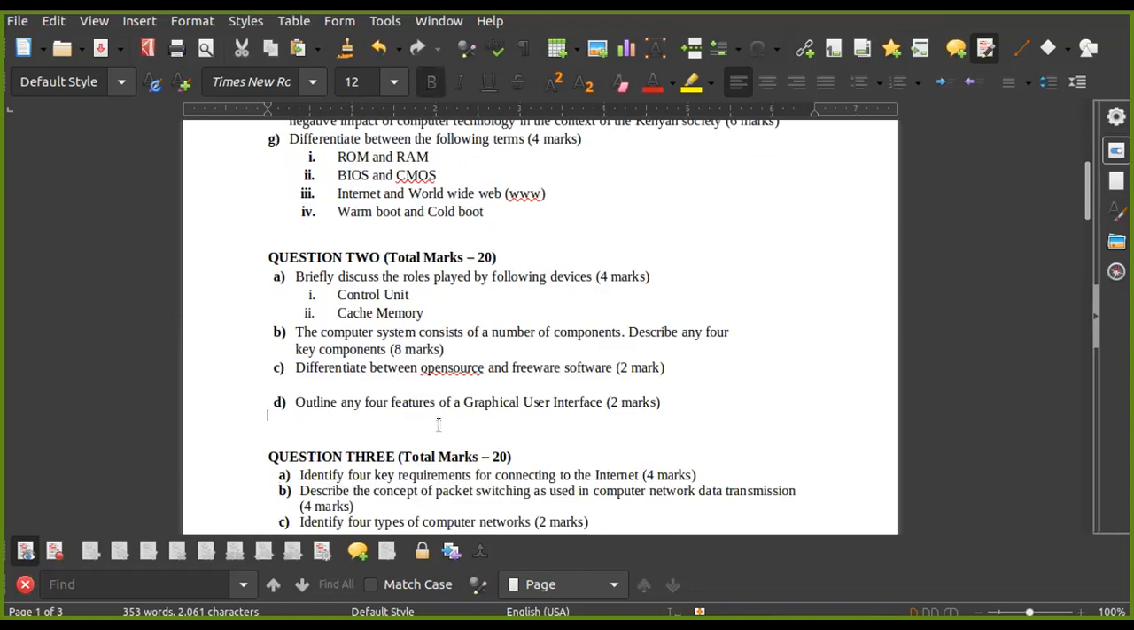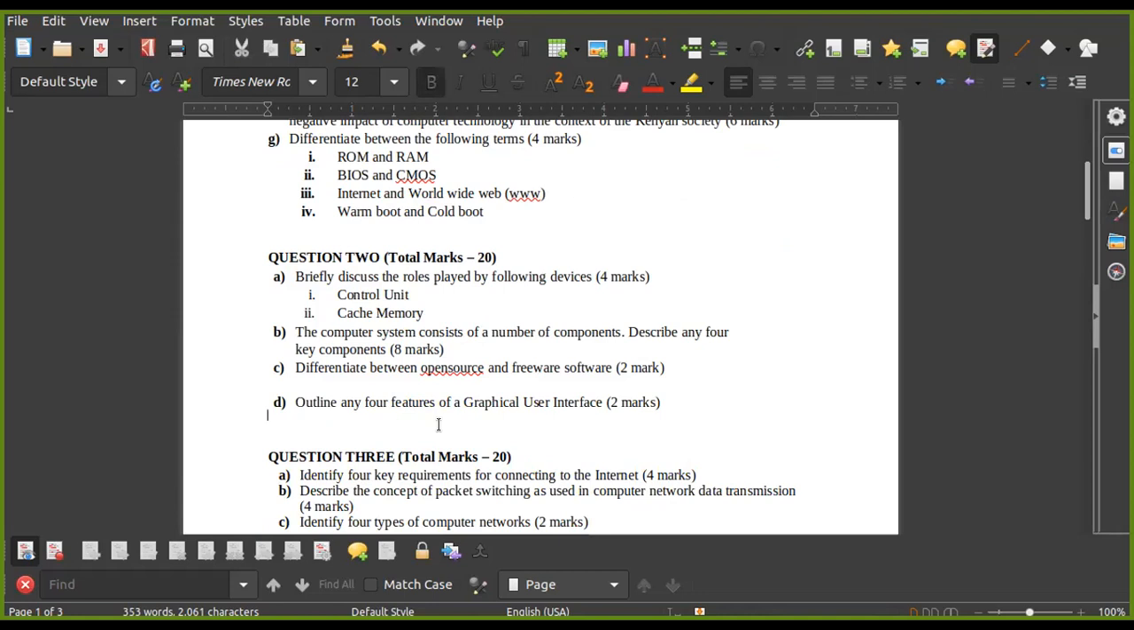So the computer system consists of a number of components. Describe any key components. Yeah, we have the monitor, we have the processor, we have the hard disk, we have the motherboard, we have keyboard. Okay, although that is not a major one. We have peripheral devices. All those you can explain.